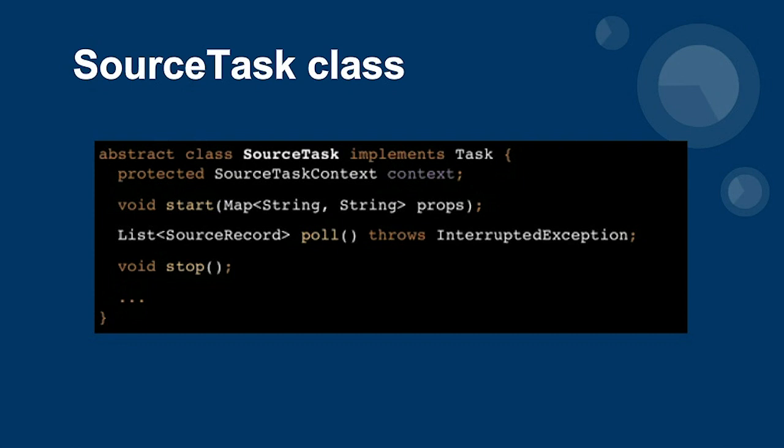In case of the poll method, this is where we pull records from the external system and transform them to source records and return them to Kafka Connect, which in turn writes them to the respective topics. If no records are received from the external system, then we should just return null.